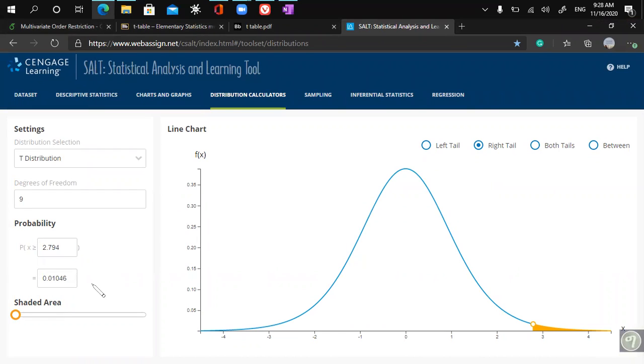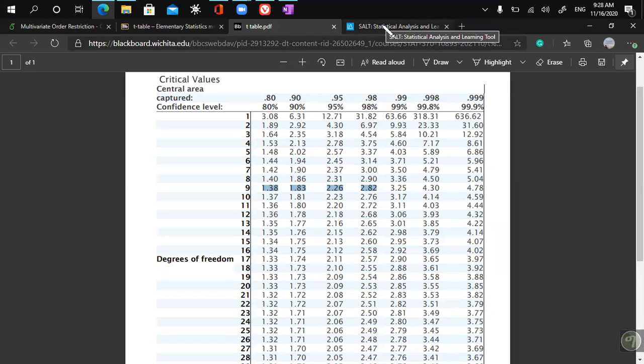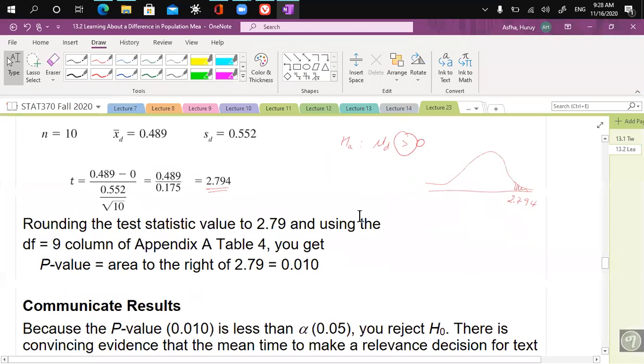As you can see, it's 0.01046. And of course, you can even use this step. All right, so since the p-value is approximately 0.01, we reject the null hypothesis because this is smaller than alpha.